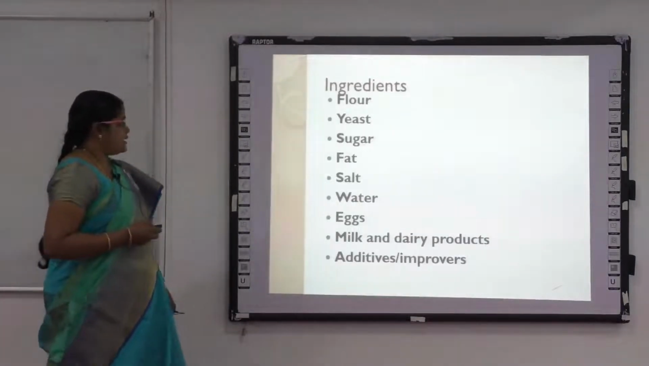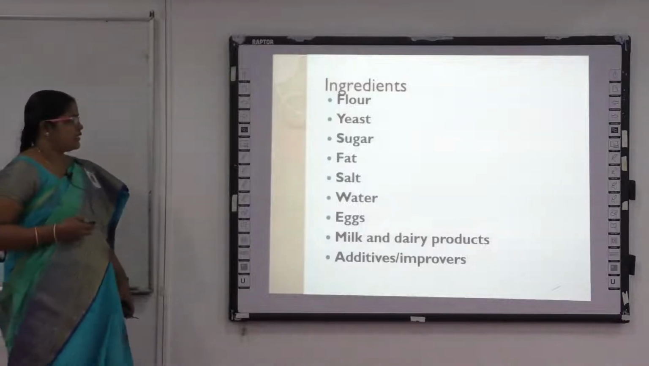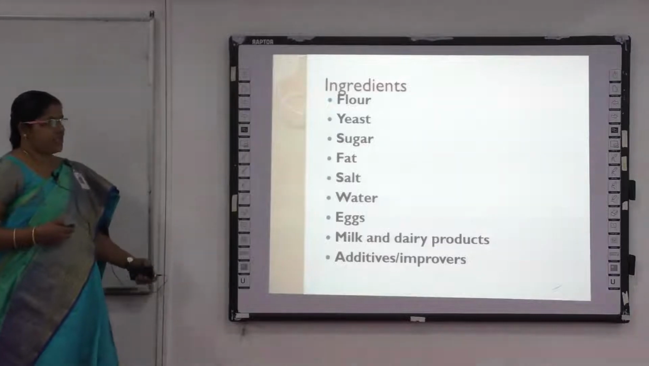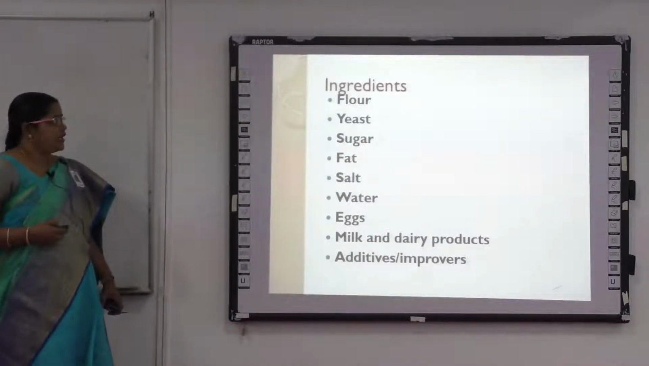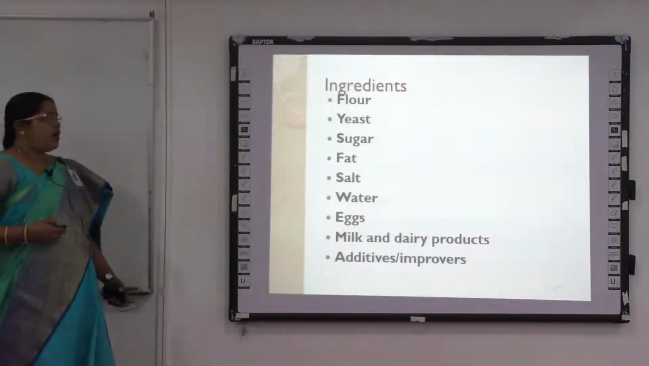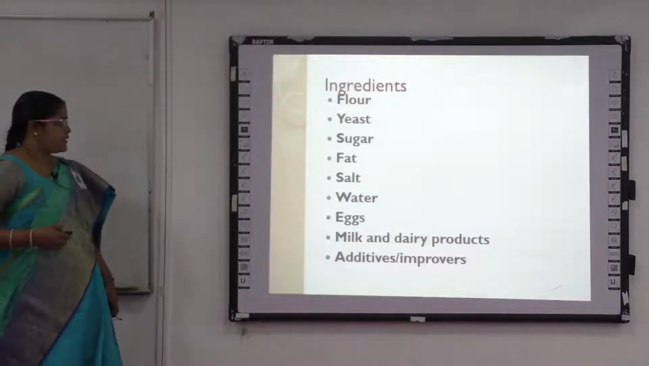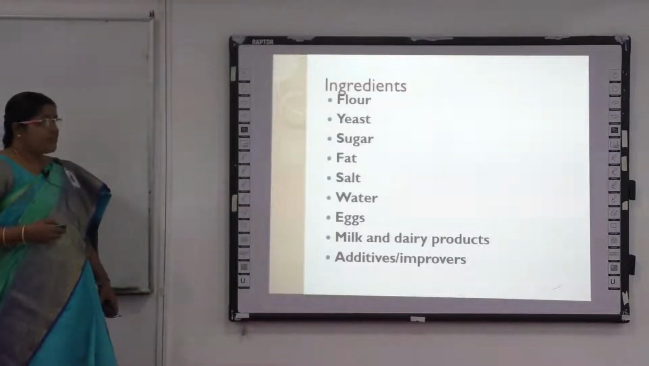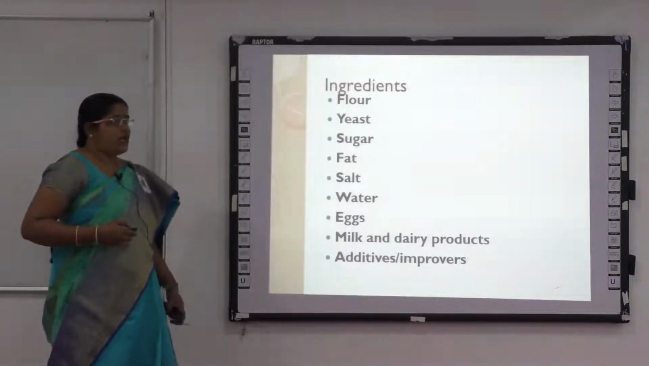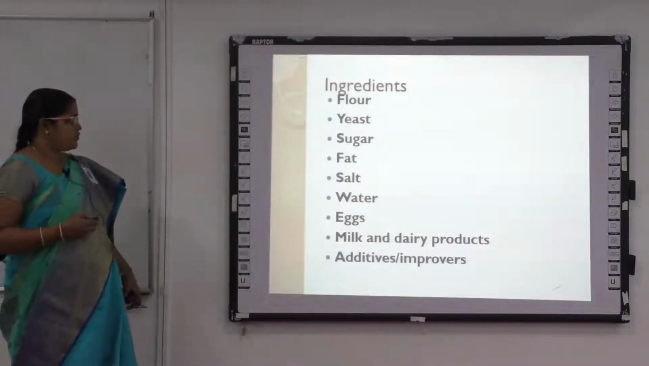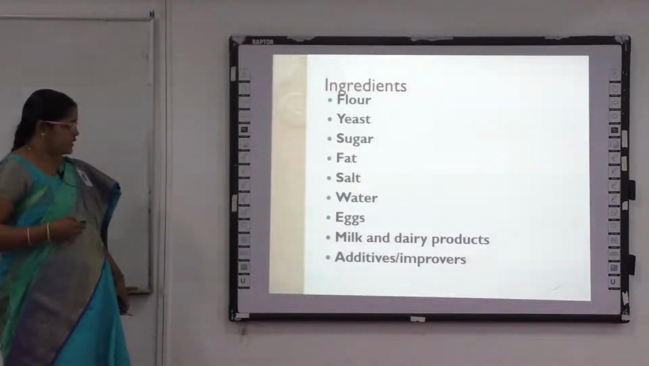These are all the ingredients. The major ingredient is flour. Flour could be of anything which has been told already: refined wheat flour, whole wheat flour, multigrain flour, rye flour, etc. Then yeast. Yeast is the next major ingredient in bread making, which will act on the flour and produce carbon dioxide by fermentation reaction.